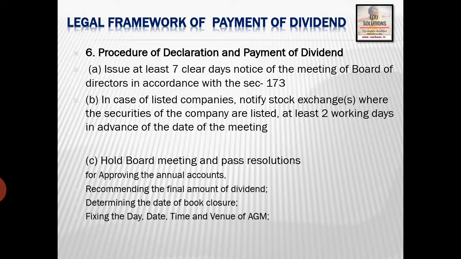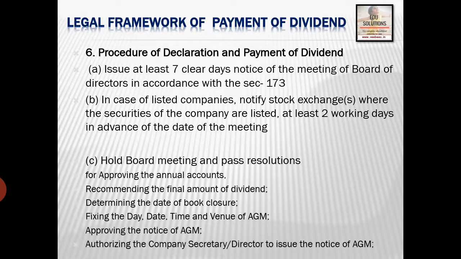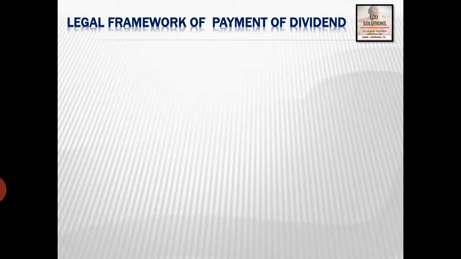closure of books, fixing the day, date, time and venue of the annual general meeting, then approving the notice of the annual general meeting, authorizing the company secretary or director to issue the notice of the annual general meeting. All these are to be decided in the directors meeting.